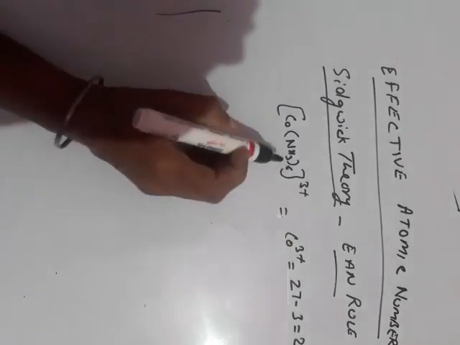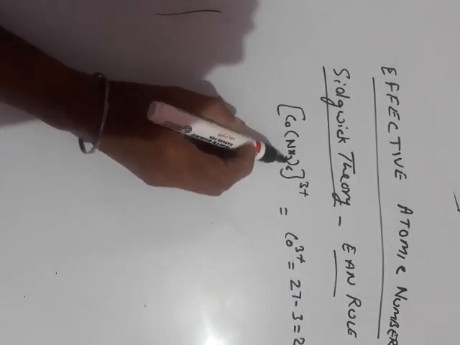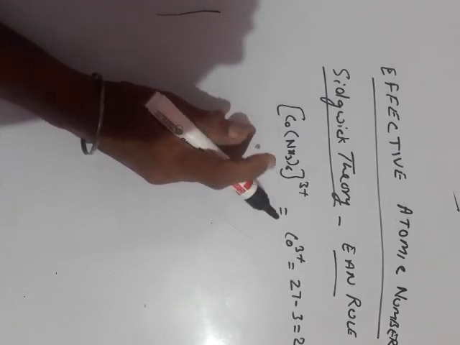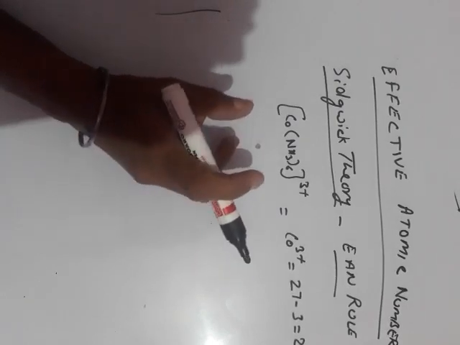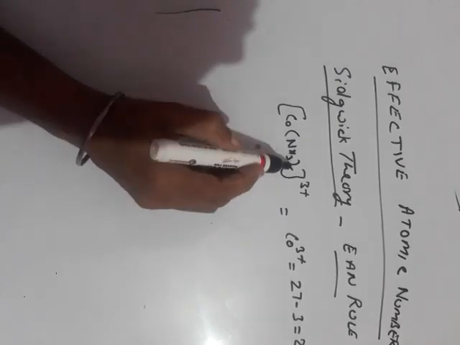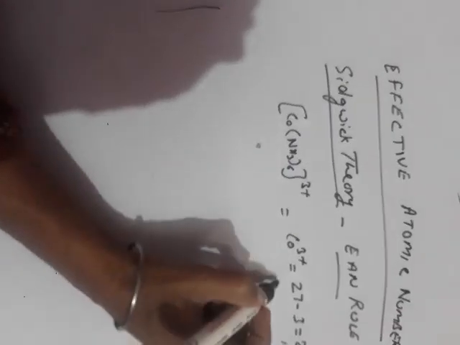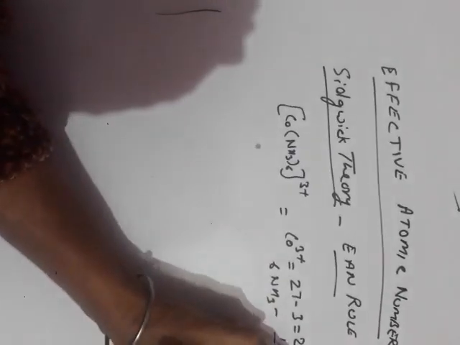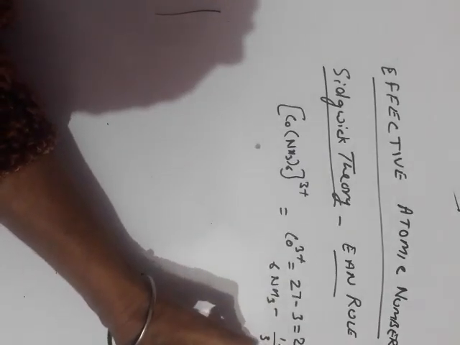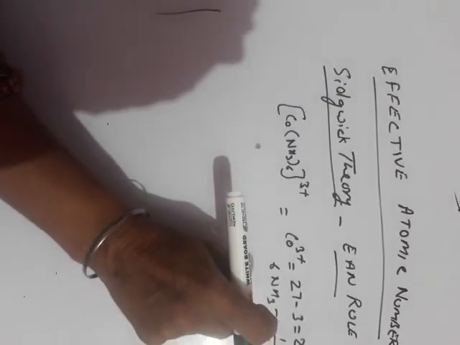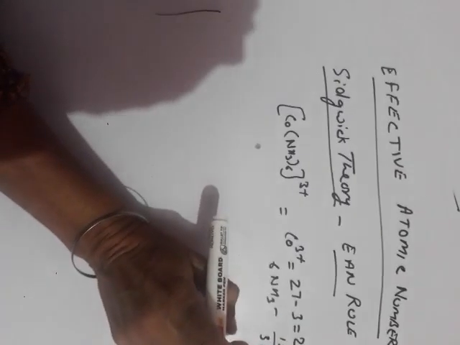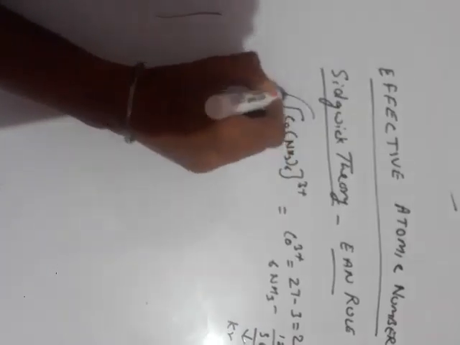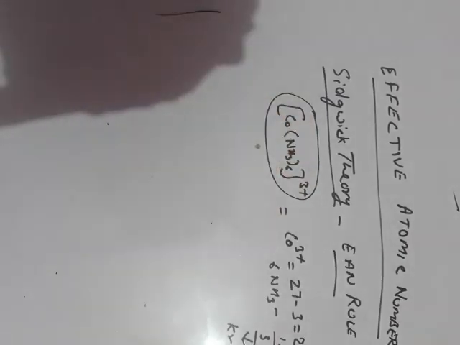Now there are 6 ammonia molecules. Every molecule of ammonia will donate a pair of electrons, or 2 electrons, so 6 into 2 means 12. 12 electrons have been given by the 6 ammonia, therefore it comes to 36, which is the configuration of the next noble gas, that is krypton. So this is following the EAN rule.